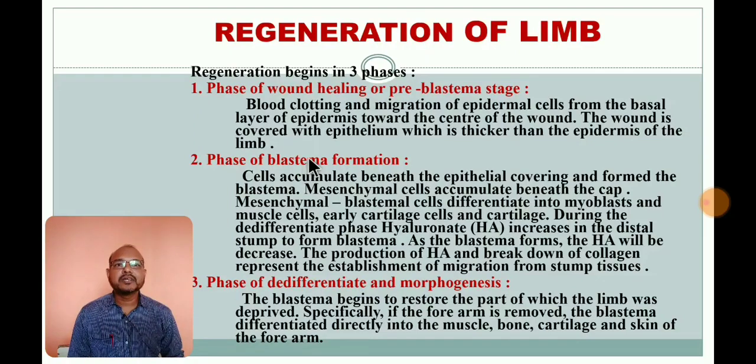The regeneration begins in three phases. One, the phase of wound healing or pre-blastema stage. Second, the phase of blastema formation, and third, the phase of de-differentiation and morphogenesis. We will see one by one. In the phase of wound healing, the blood clots and epidermal cells migrate from the basal layer of the epidermis towards the center of the wound, which is covered with epithelium.